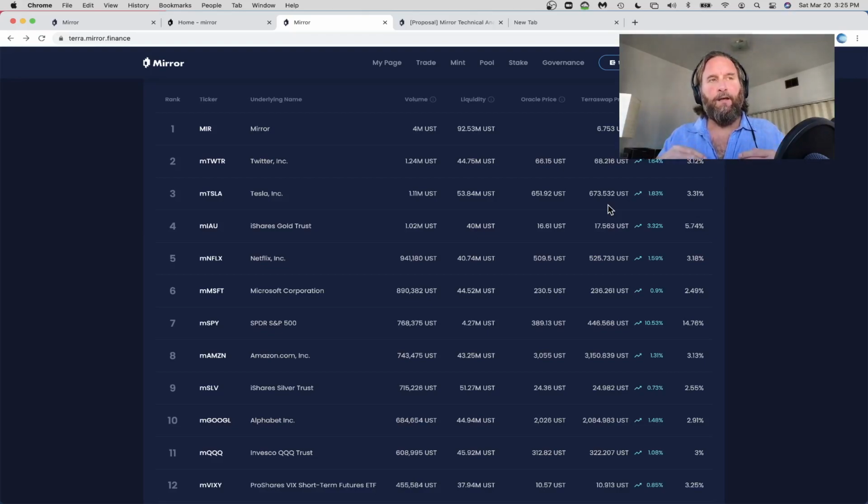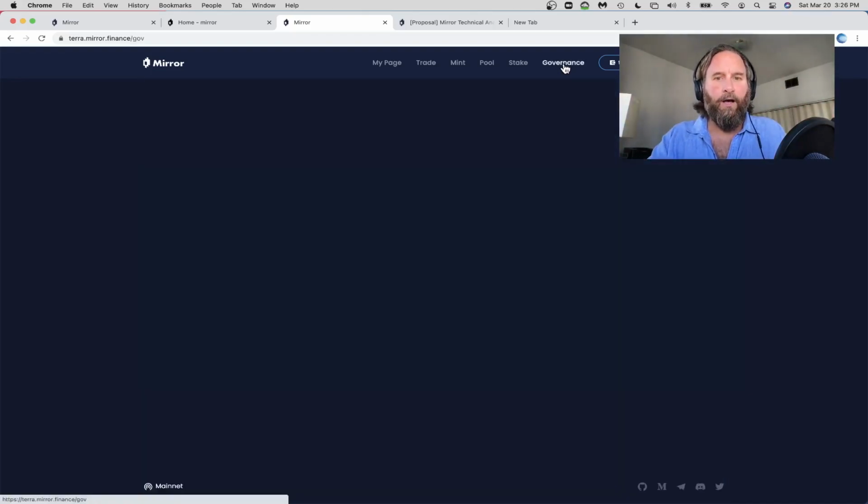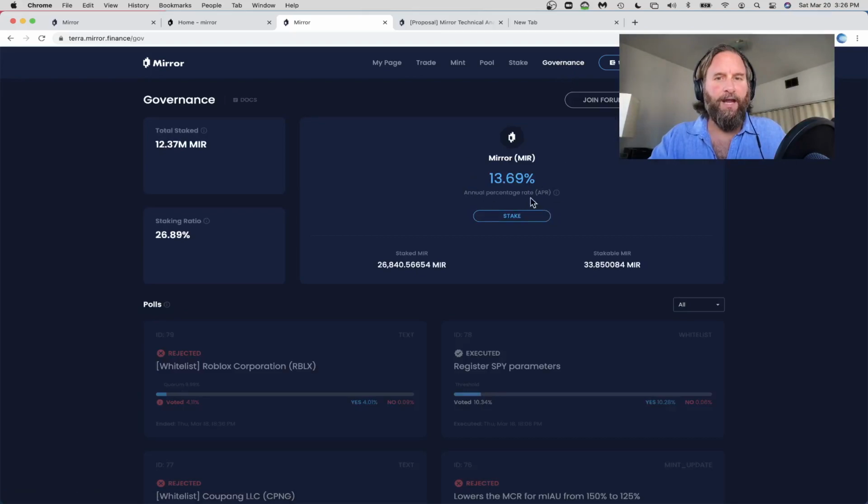And then that money is used to market buy Mirror. So upwards buy pressure. I love that about this. Upwards buy pressure on Mirror. And then that gets distributed to the people that are staking in governance. So right now that's at 13%.